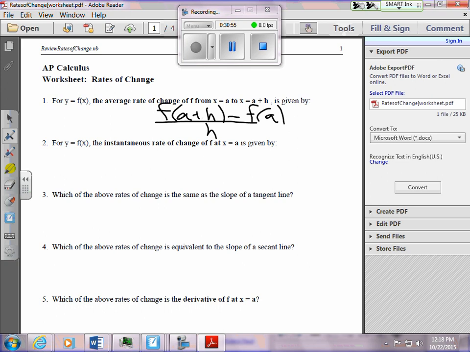For the second one, they want the instantaneous rate of change of f at a. It's just going to be the derivative at a. You just have to write f prime of a. That's all they want. You realize it's the derivative. And then for these next couple of questions, they want you to answer either average or instantaneous. All you have to do is write the word average or instantaneous. You'll have to read them to see.